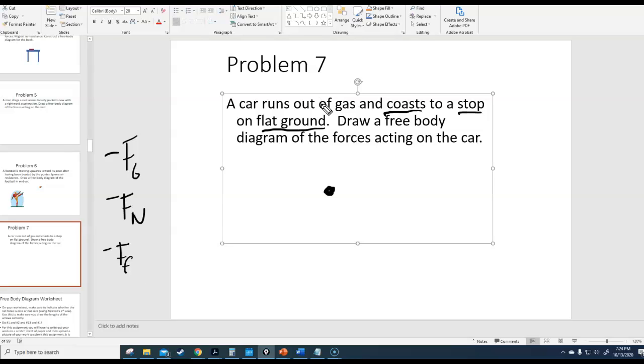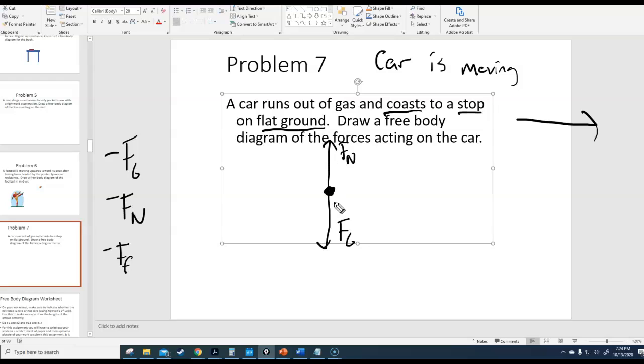Now, which way is the car moving? It doesn't really matter, but let's just say the car is moving, I don't know, let's make up a direction. Let's say the car is moving to the right. Alright, so what does the FBD look like? We have force of gravity going down. Okay, normal force going up, perpendicular to the surface. Notice I draw these two so that the lengths would cancel out.